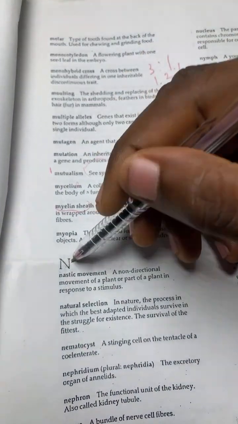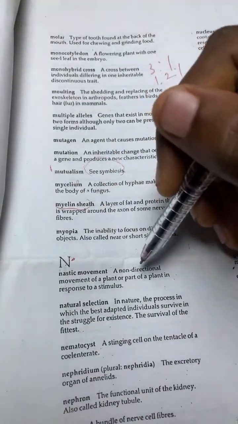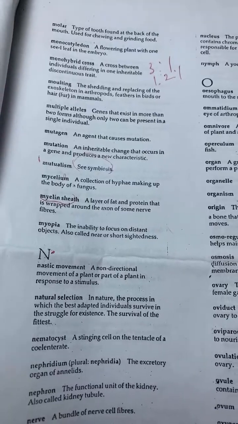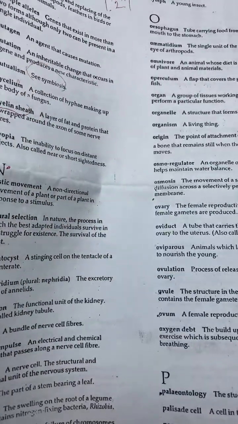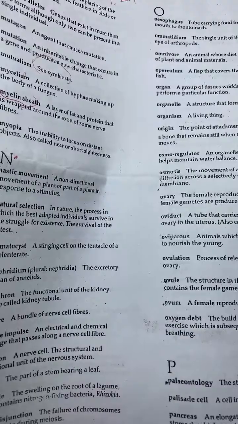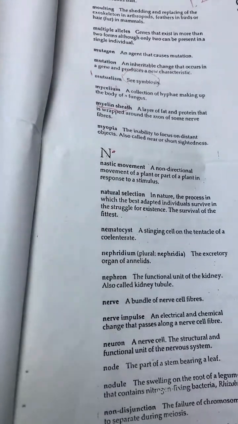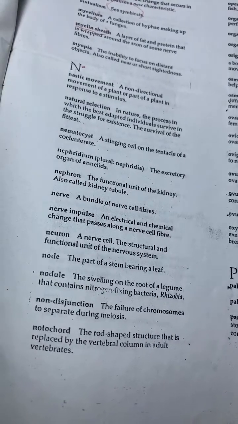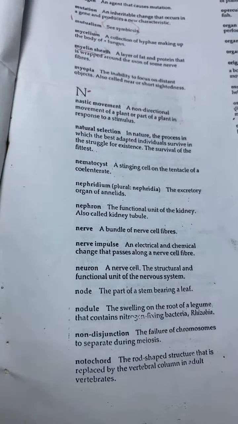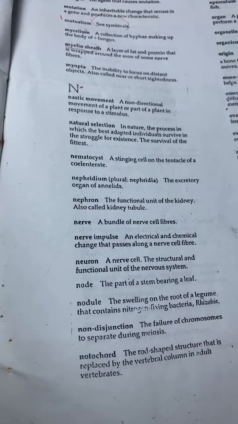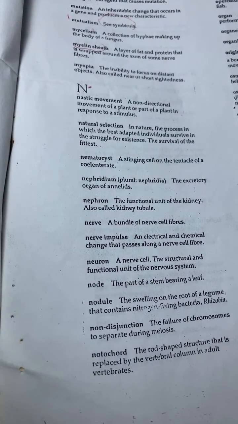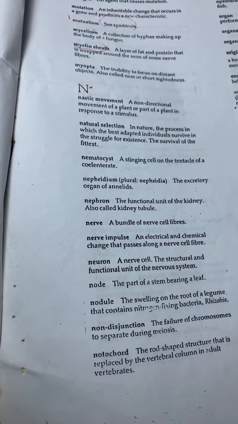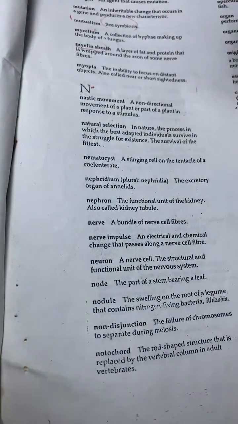And for N here, we have nastic movement. A nastic movement is a non-directional movement of a plant part, or a plant response to a stimulus. Now we begin to say that nastic is a non-directional movement. Nastic, a non-directional what? A non-directional movement. So a non-directional movement of a plant or part of a plant in response to what? Stimulus. That's nastic movement.